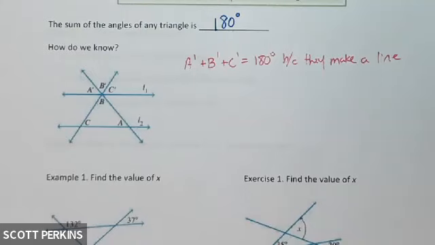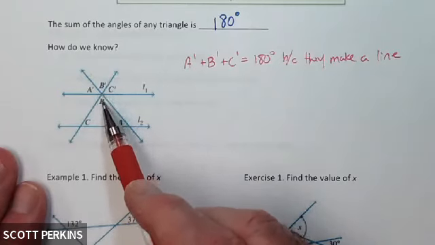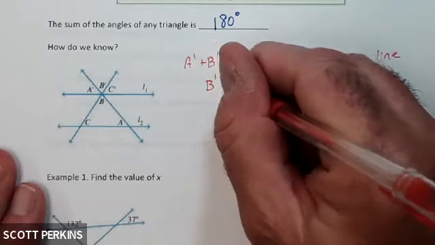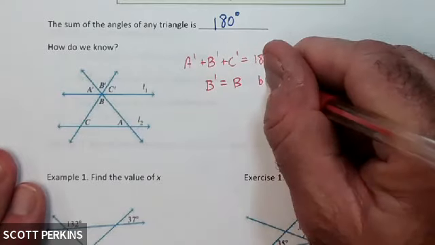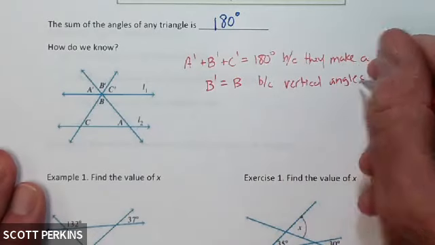Now we're going to use some of those relationships that we just talked about a little while ago to say, how do those three angles, A prime, B prime, and C prime, or A apostrophe, B apostrophe, C apostrophe, relate to the inside of the triangle? Well, first one, what's the relationship between B and B with the apostrophe? They're vertical, so those are equal angles, right? That was the very end of the last section. So B apostrophe is equal to B, and the reason is because they're vertical angles.